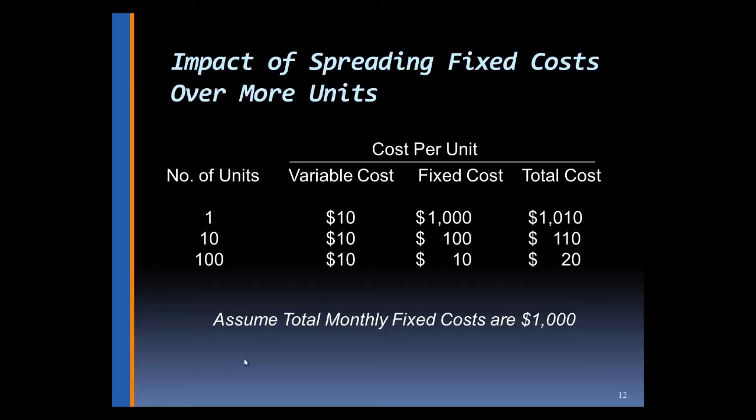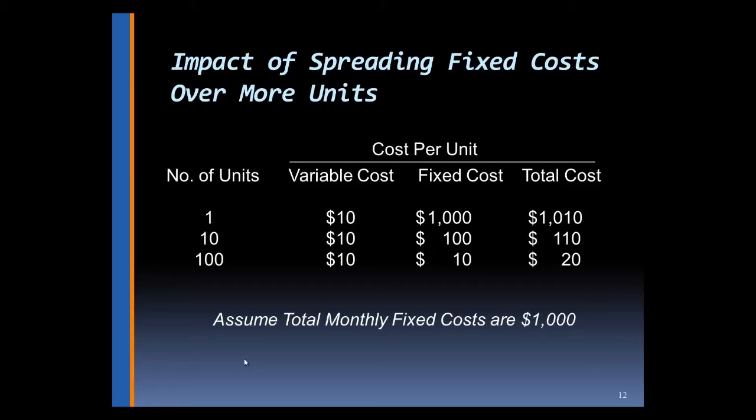If we produced 100 units, the variable cost would be $10, and then we would divide the $1,000 by 100 and assign $10 of fixed cost, so the total cost would now be $20. Now let me pose a question to you. What would be the total cost of a unit if we produced 1,000 units? I'm sure you're going to tell me that the variable cost would be $10, the fixed cost would be $1, and so the total cost would be $11.